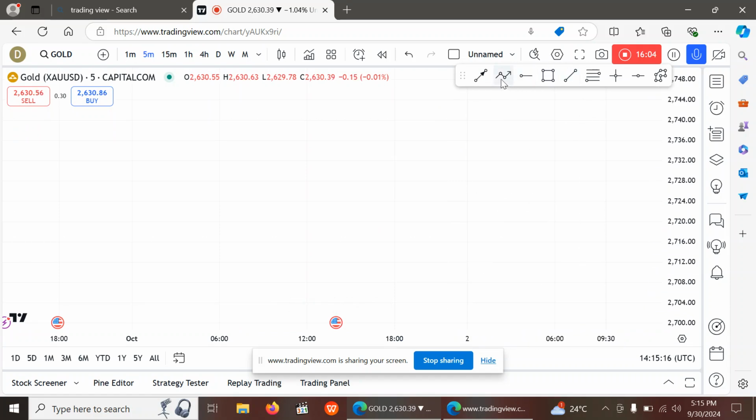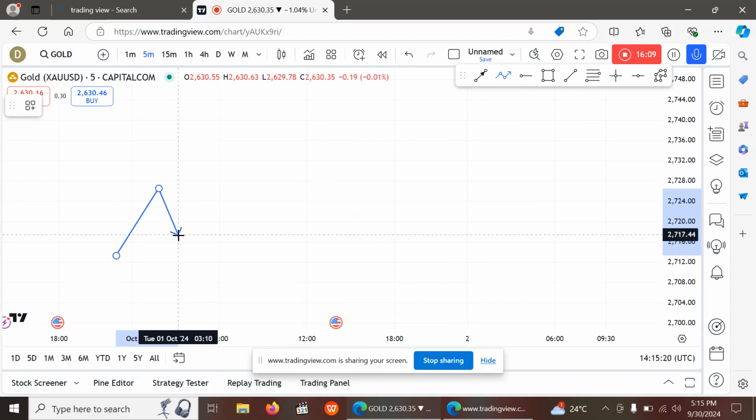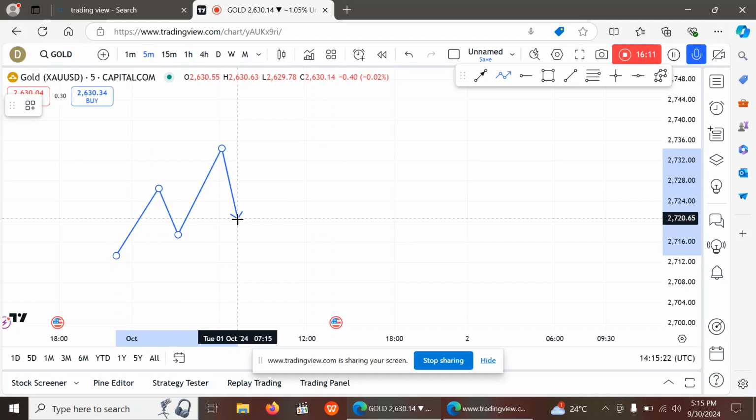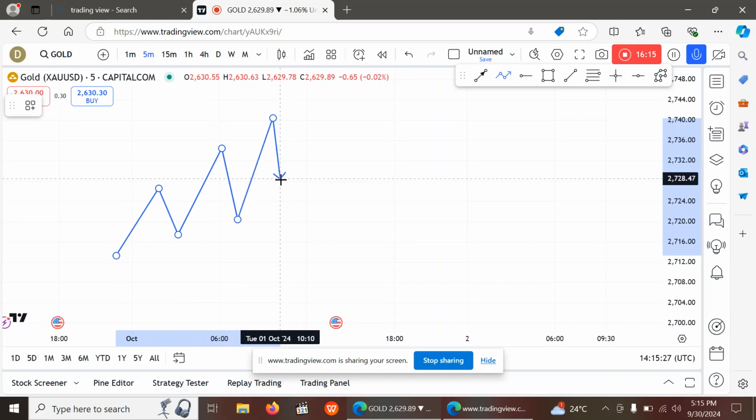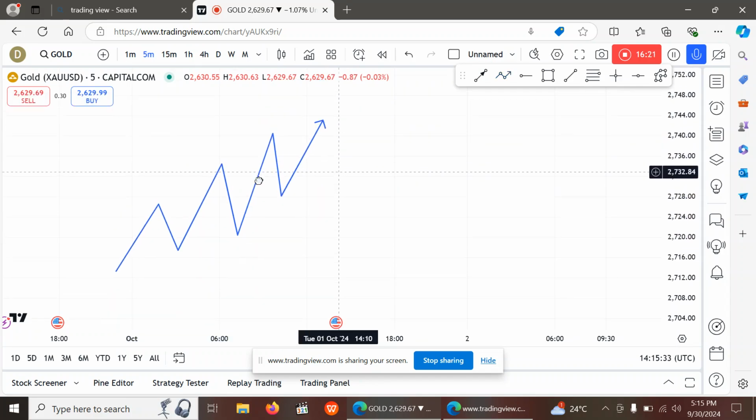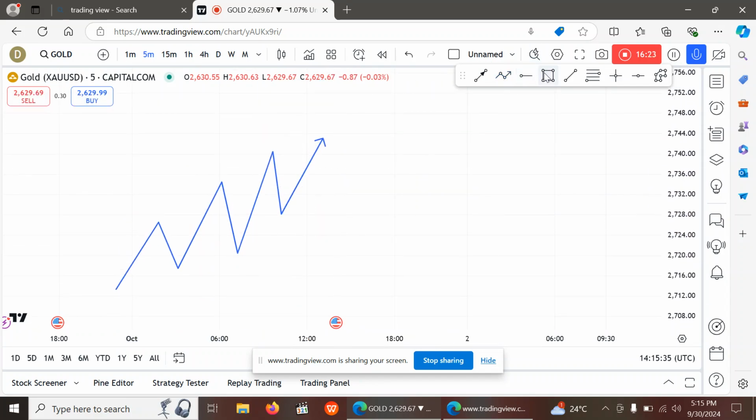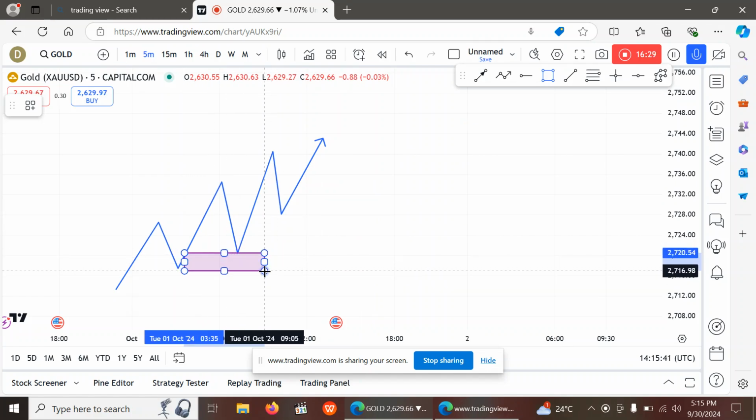So let's talk a bit of structure. We have a higher high, higher low, higher high, higher low, higher high. So let's say we have another higher low here and the market gives a higher high. Remember, this is your market structure. The market has reacted at a point of interest here. This is our point of interest.